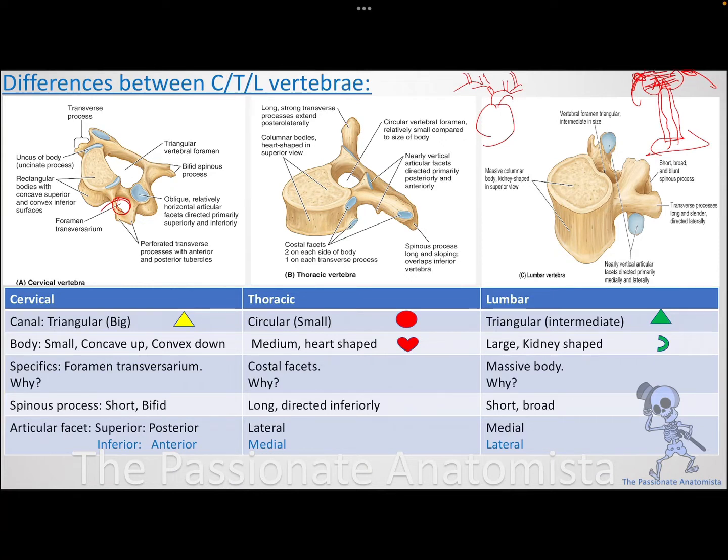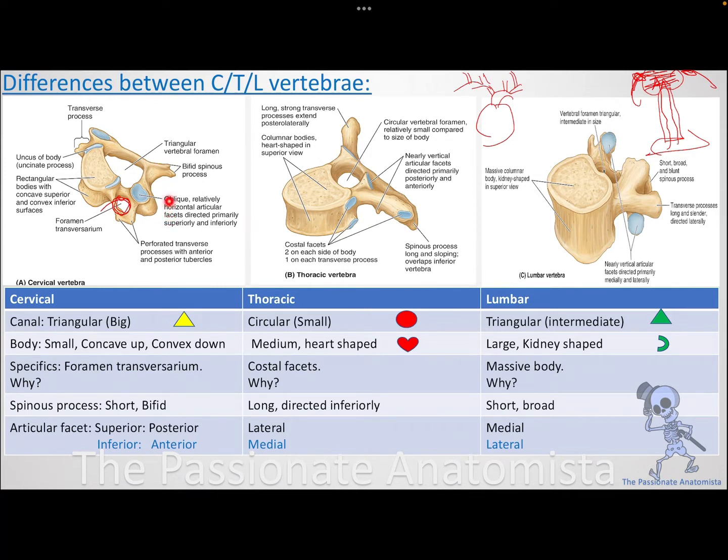Because we are in the neck region, we need vertebral arteries to run all the way from the thoracic cage, from my heart, all the way up to the brain. I need a space for the vertebral arteries. So I have the foramen transversarium.